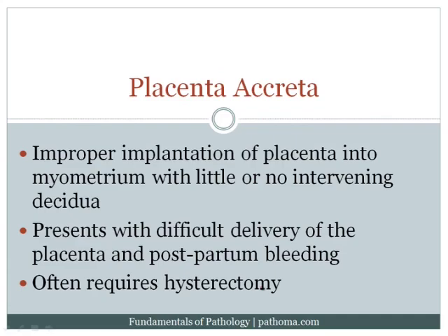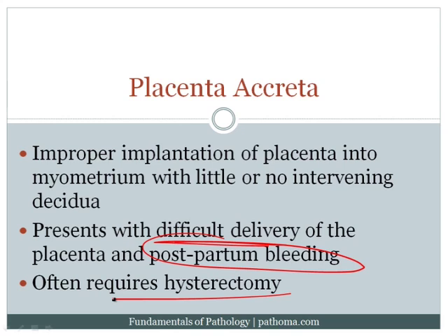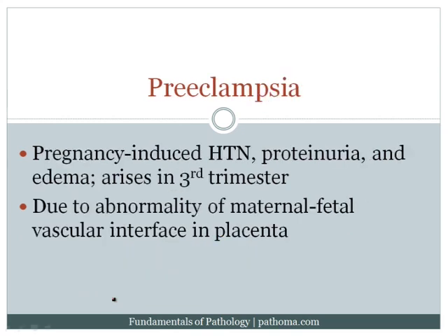This is going to present with difficulty in delivering the placenta. Remember that after the baby is delivered, the next thing we do is we deliver the placenta. However, the placenta is stuck, so we won't be able to deliver it very well. So that's the difficult delivery of the placenta. And they get postpartum bleeding, because as that placenta is sort of partially off and partially on, there's going to be tremendous bleeding. And this often results in hysterectomy, because the placenta can't be taken off, and so the entire uterus has to be removed because of the massive amounts of blood loss that are occurring during that delivery.